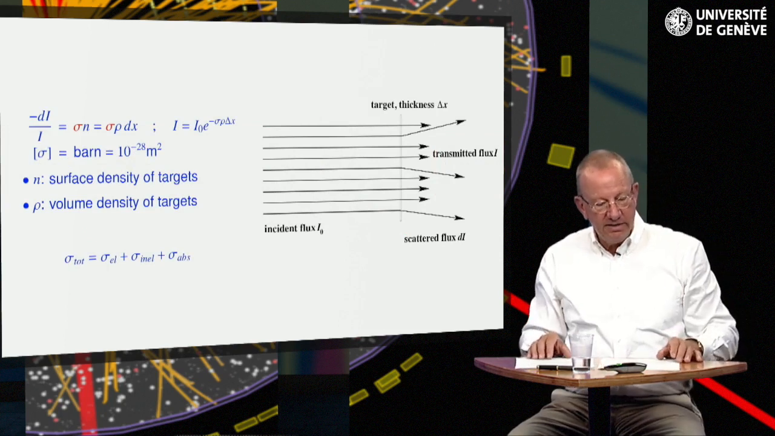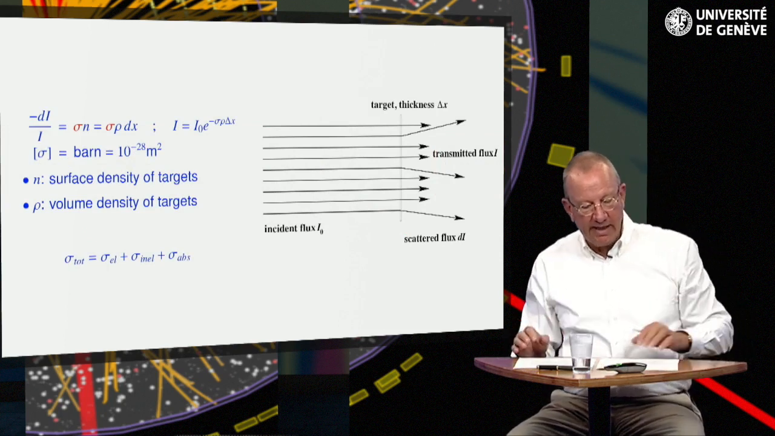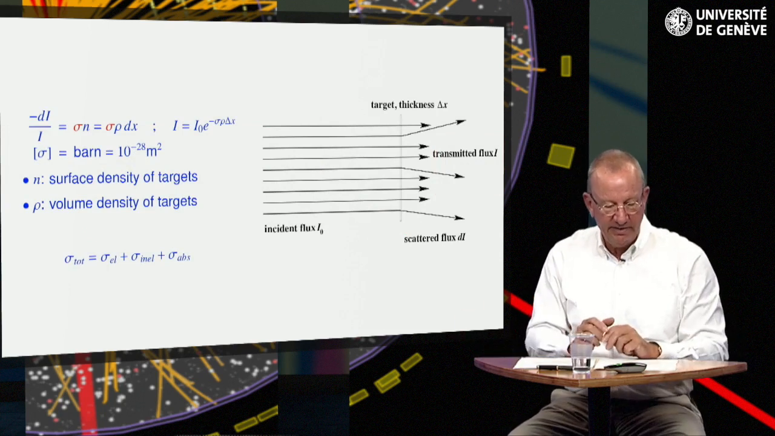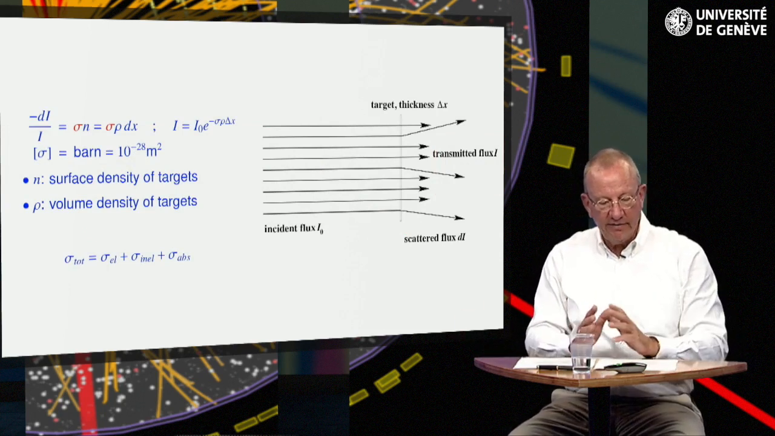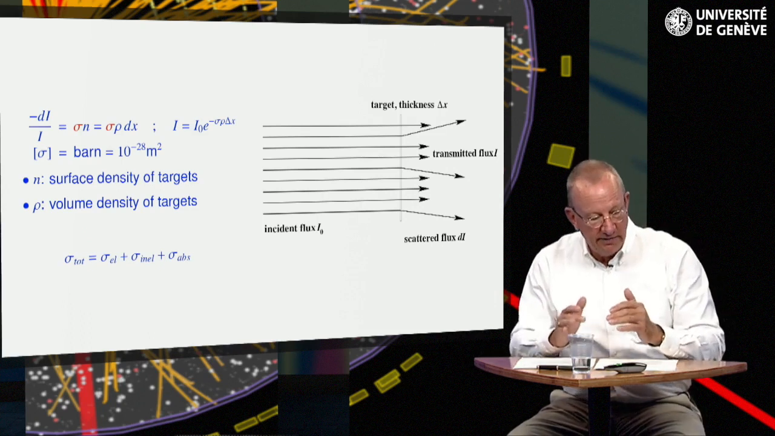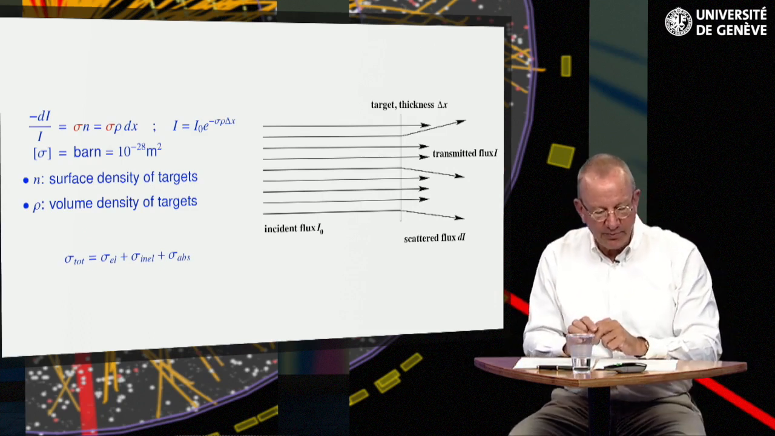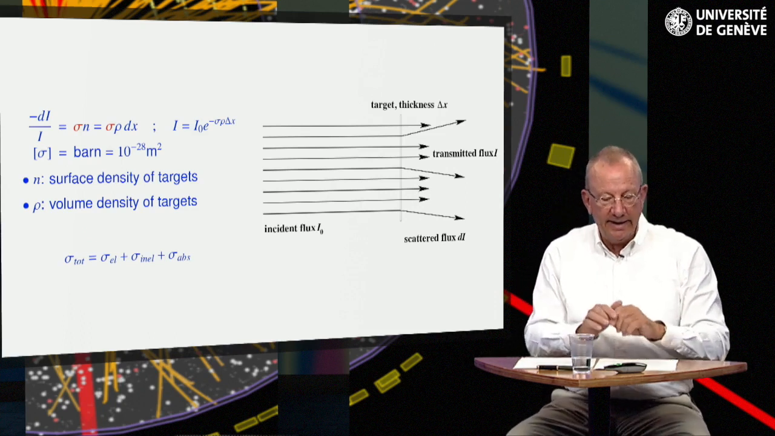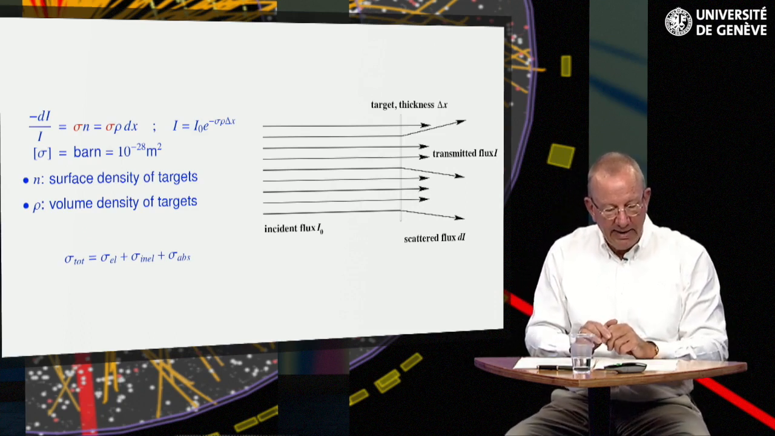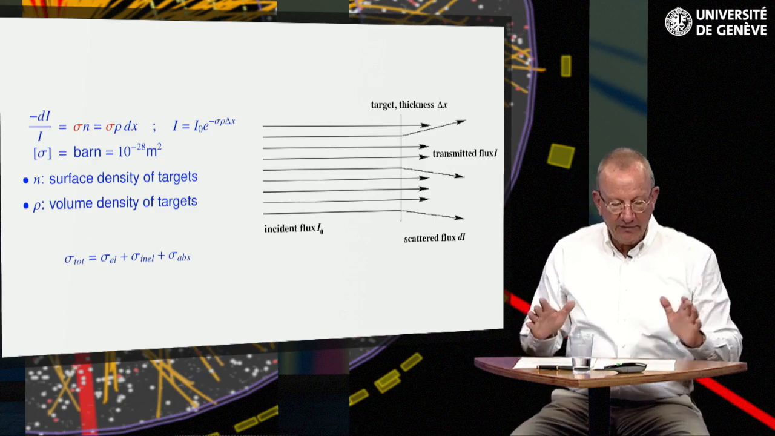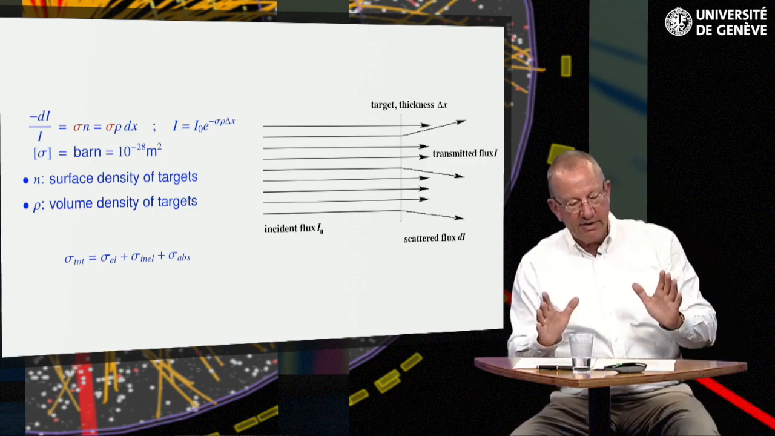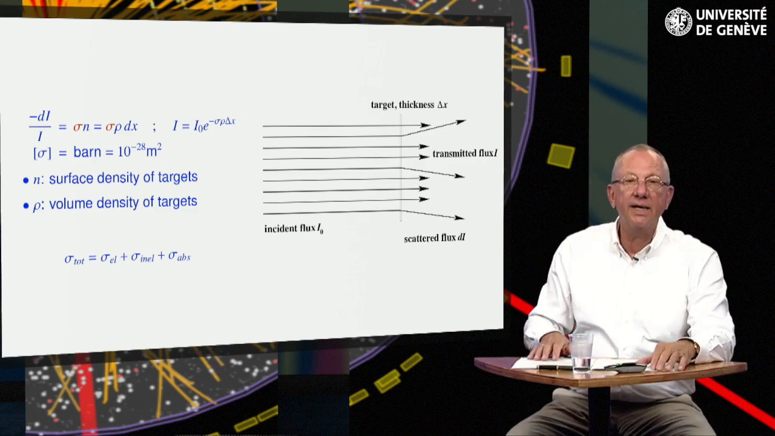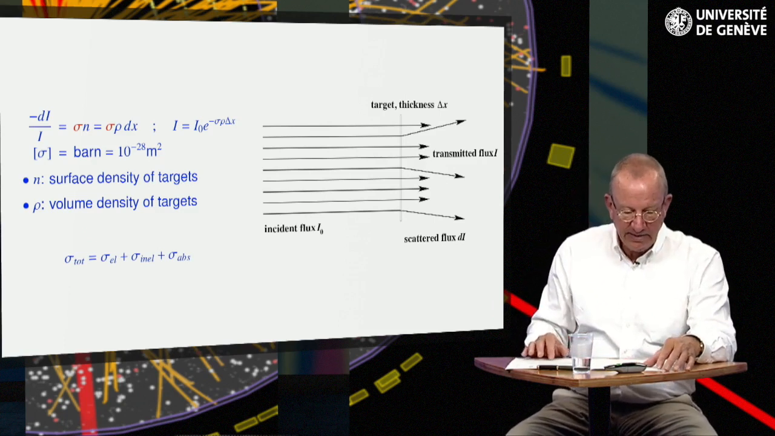A small part dI of the initial flux I will thus be scattered. The rest of the flux is just transmitted. The small fraction of the scattered flux, minus dI divided by I, is thus equal to the interaction probability, little n times sigma. The density of targets can also be expressed as the volume density ρ if one multiplies by the infinitesimal target thickness dx.